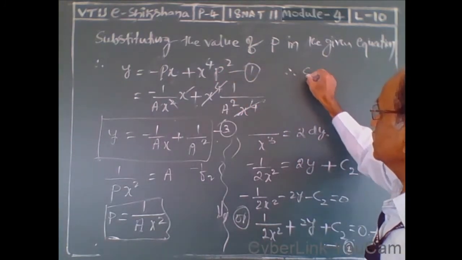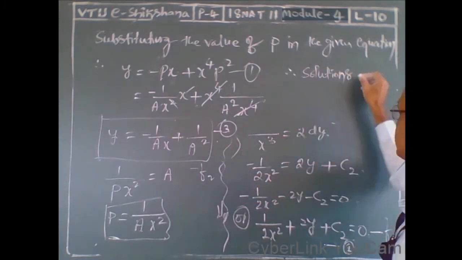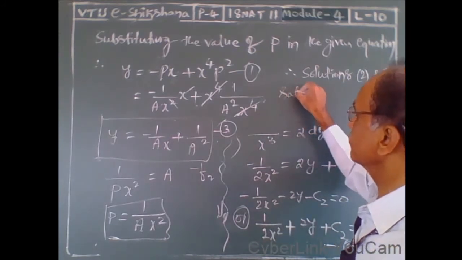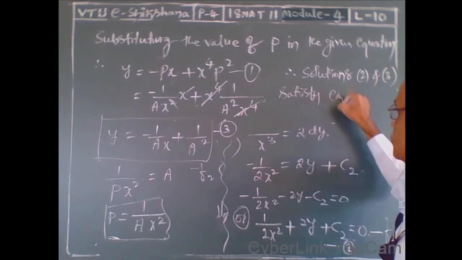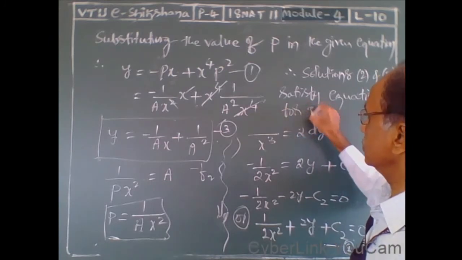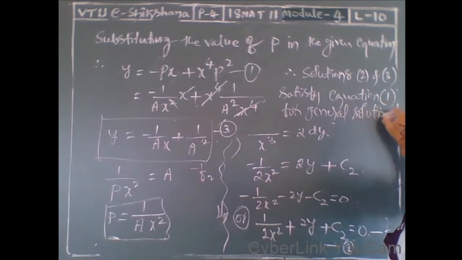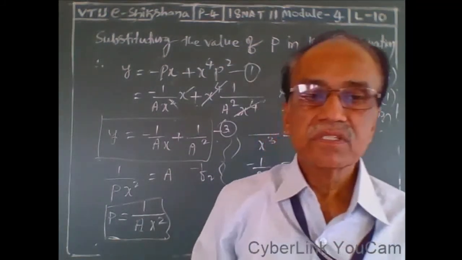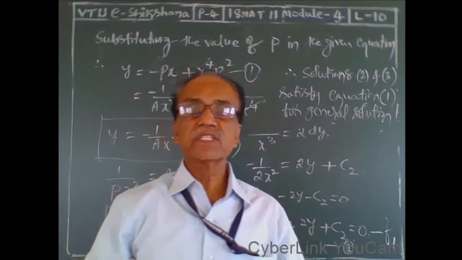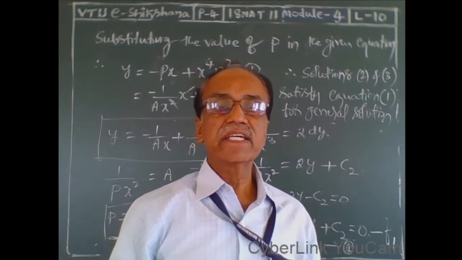Therefore, solutions 2 and 3 satisfy equation 1 for the general solution. So in this way we can solve for p, and then we can go for the general solution by calculating the value of p separately, and then we have to see that.